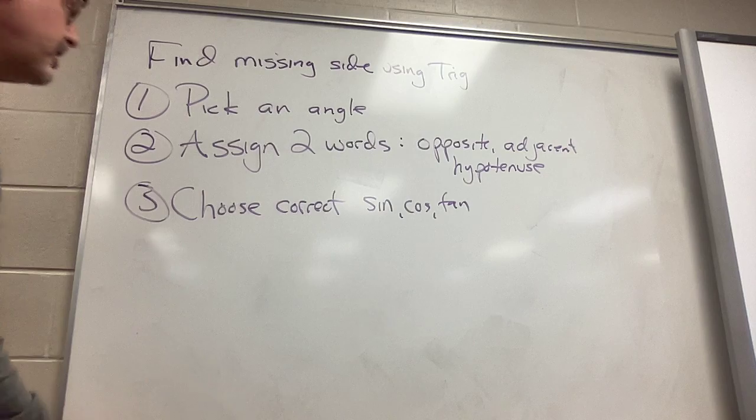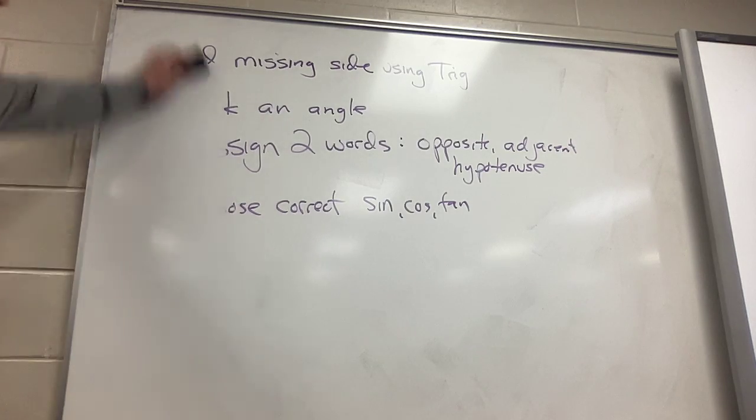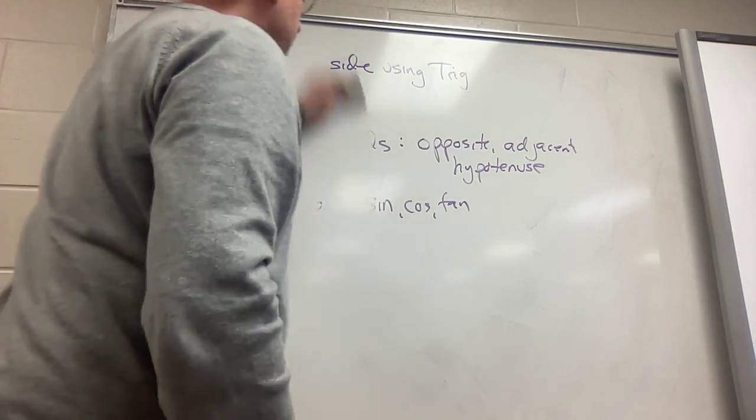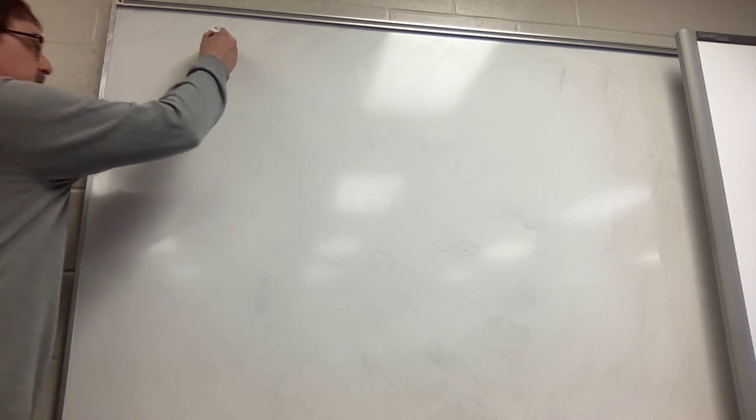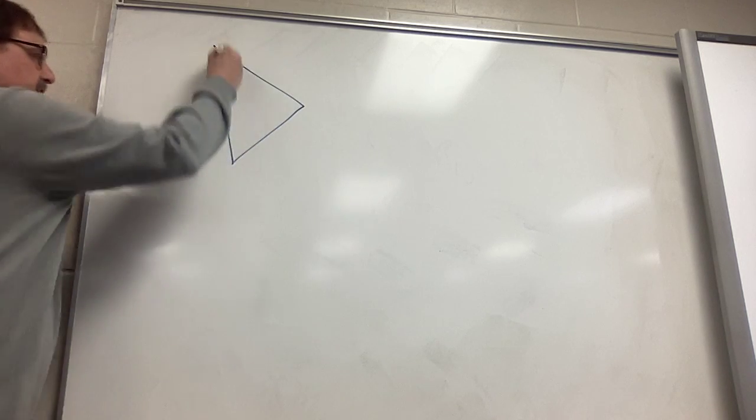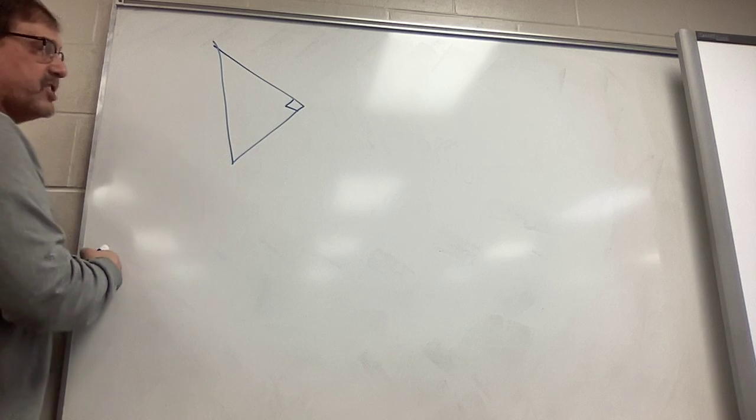Cool, cool, cool, cool. All right. There are the rules. The rules haven't changed in the last few minutes. Pick an angle. Assign 2 words. Opposite, adjacent, hypotenuse. You do the one you know and the one you're asked to know or the one you want to know. Please draw a right triangle, but it's a little sideways-ishness.